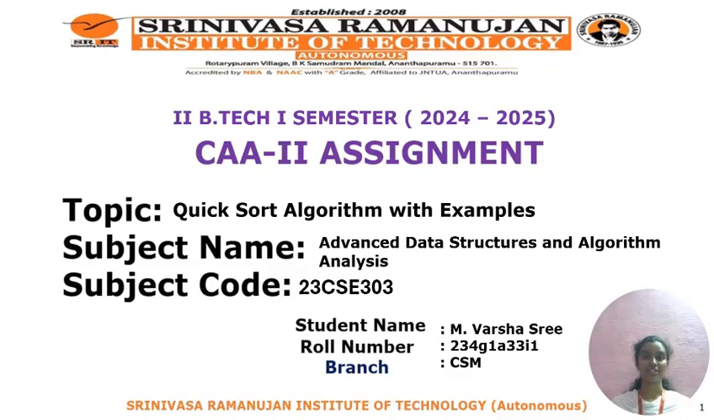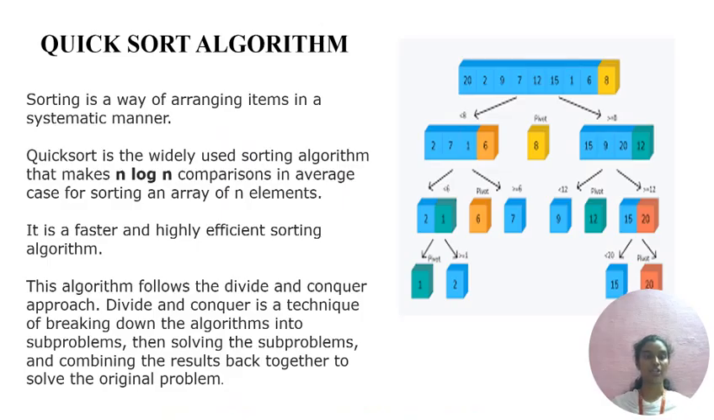My name is Amvarshasri and my roll number is 234G1A33I1. I'm studying in second BTech first semester in CSM branch, and today I'm here to give a PowerPoint presentation on the topic the quicksort algorithm along with examples on the subject advanced data structures and algorithm analysis, and the subject code is 23CSC303. The quicksort algorithm.